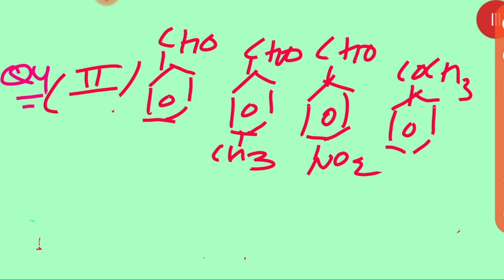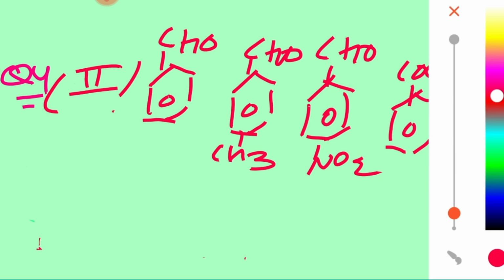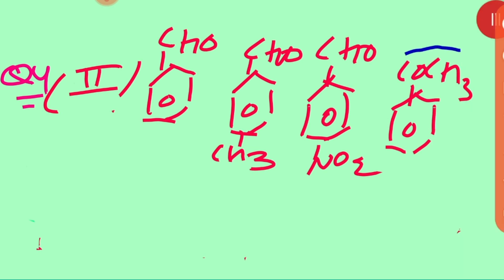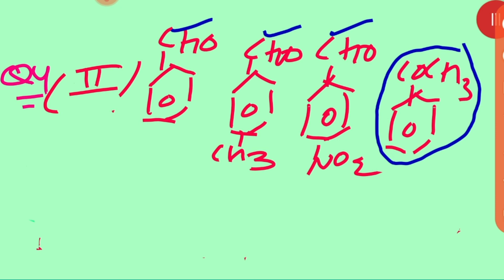But what they usually ask: first of all check which one is a ketone. Yes, obviously, this is a ketone. So one thing is clear to all of you: the ketone will be the least reactive. This is an aldehyde, this is an aldehyde, this is an aldehyde. Clear? Now the competition is left between these three.